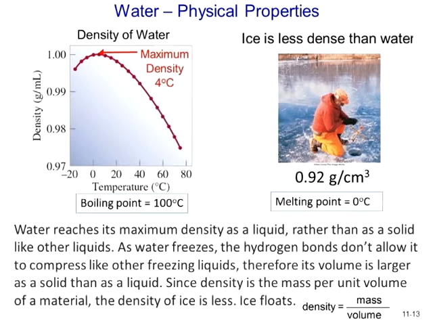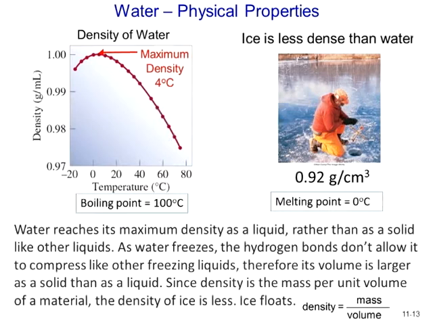We note that the boiling point of water is about 100 degrees C. Both these properties are related to its hydrogen bonding. Ice is less dense than water. It has a density of 0.92. Okay, and that's important to note. And it melts at 0 C.